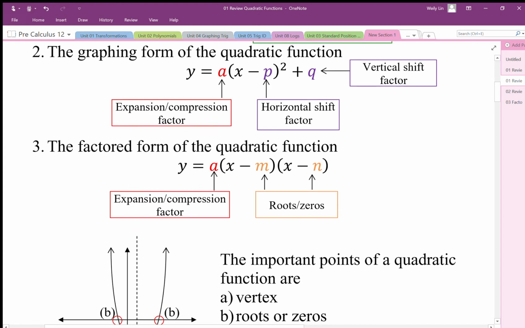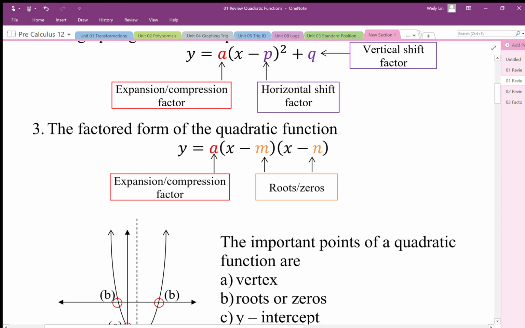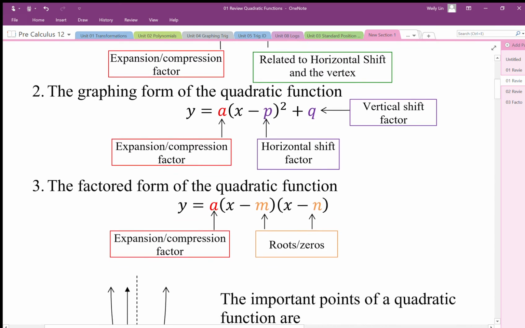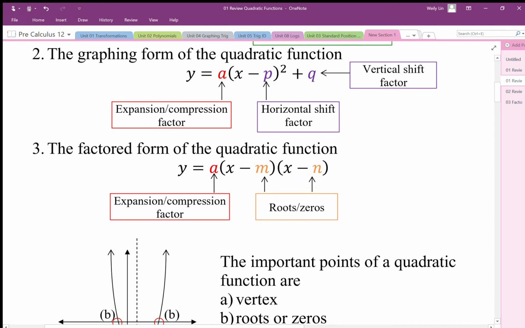The third form is almost as useful as the graphing form, except it doesn't give us the vertex directly. However, it does give us some symmetry, and the symmetry is to do with the roots. Okay, so m and n represents where the graph crosses the x-axis. And again, with the a factor, that a is exactly the same as the a that we had in the other two forms, in the graphing form and in the general form. Okay, it represents a vertical expansion and compression.